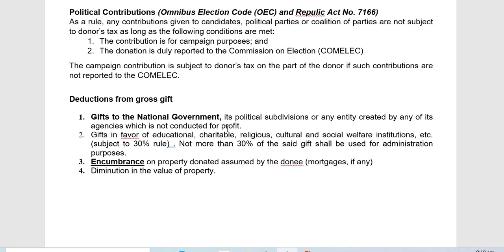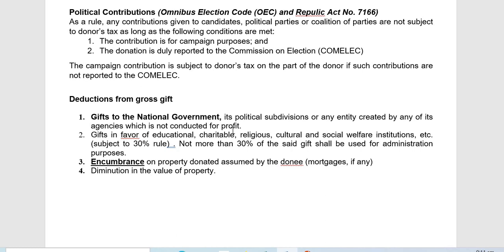So when you donate to the national government, the net gift is zero. It is in the gross gift but you can deduct it, so it is not in the net gift anymore. Gifts in favor of educational, charitable, religious, cultural, and social welfare institutions, etc., but it is subject to the 30% rule, which means that not more than 30% of the said gift will be used for administration purposes. So, you can claim it as a deduction.